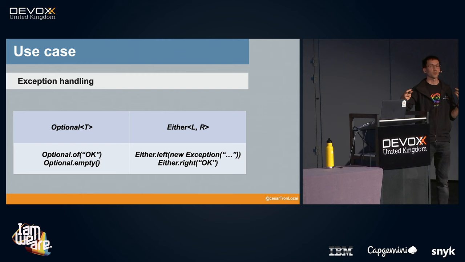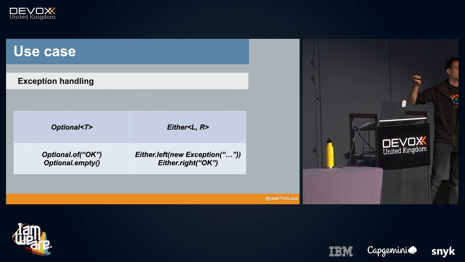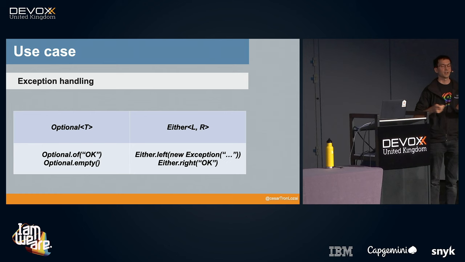So here, you have two types, left and right. In the left type, you put the error that happened, and on the right you put the result. So if there was a problem, you can return a left with an exception, which is very different than throwing, because you're returning it as part of the result type, or you can return a right with the right result. You can actually do that as well for asynchronous processing.